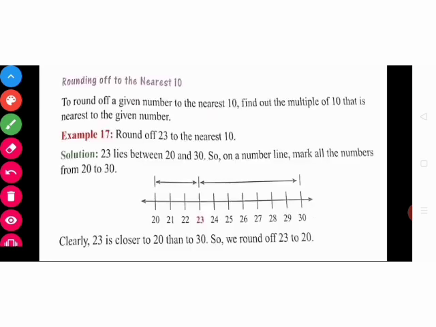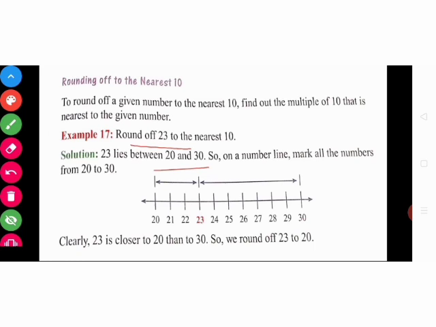Rounding off to the nearest 10. To round off a given number to the nearest 10, find out the multiple of 10 that is nearest to the given number. Look at the example. Round off 23 to the nearest 10. This 23 lies between 20 and 30.